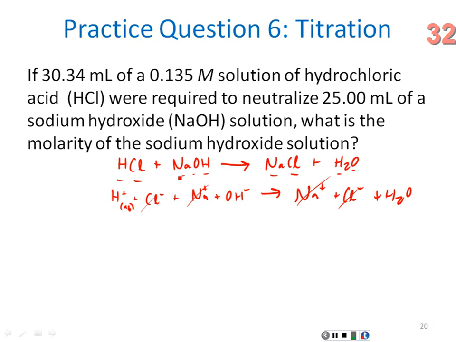The important reason that you do this, though, is you want to see the mole ratio. So here we have 1 mole of HCl reacts with 1 mole of NaOH. So it's a 1-to-1 ratio. And at the equivalence point, the moles of HCl will equal the moles of NaOH.